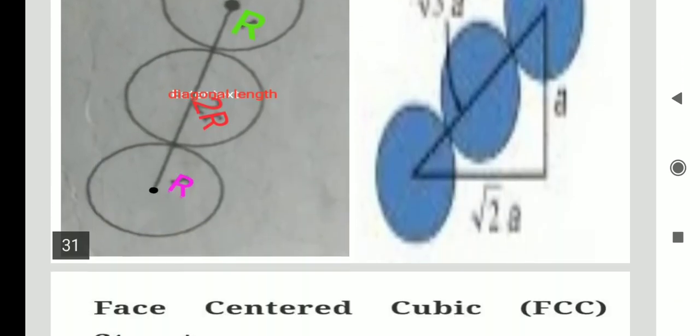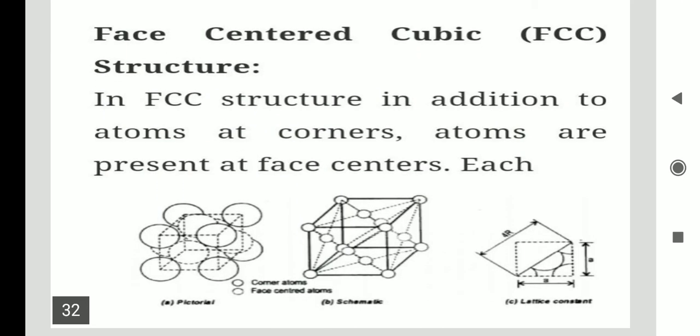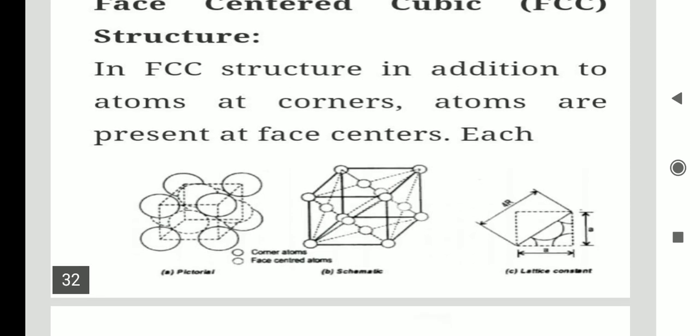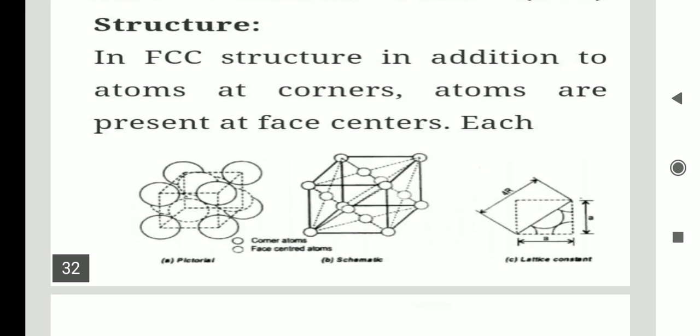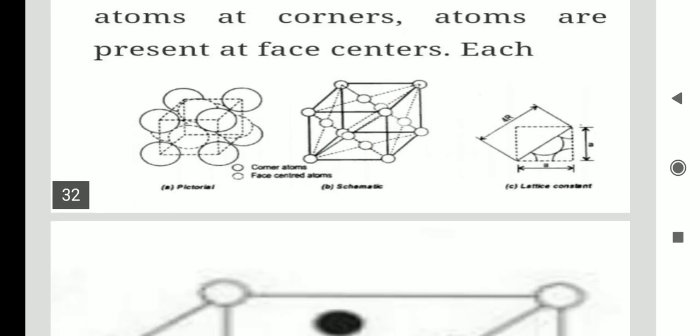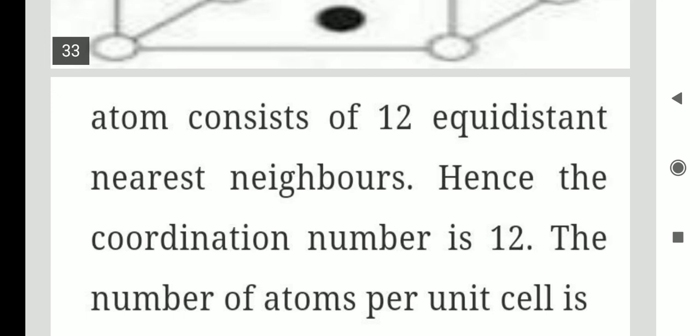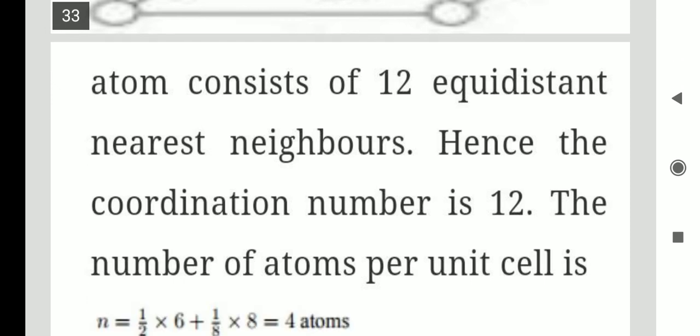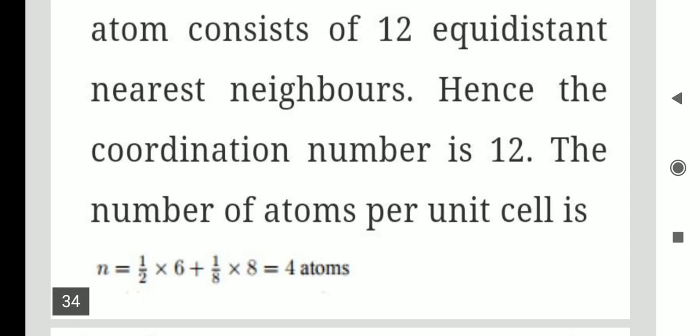And finally we have another structure, that is the face centered cubic structure. In the FCC structure, in addition to atoms at the corners, atoms are also present at the face centers. Each atom has 12 equidistant nearest neighbors, hence the coordination number is 12.